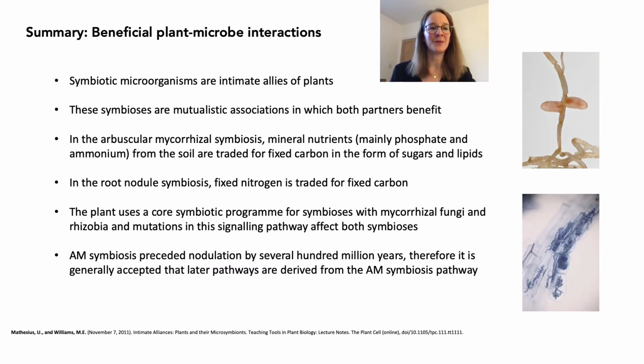So to conclude, I just want to briefly summarize what I talked about today about beneficial plant-microbe interactions. We know that symbiotic microorganisms are intimate allies of plants. And these symbioses are mutualistic associations, and that means that both partners benefit. In the case of the vascular mycorrhizal symbiosis, mineral nutrients, particularly phosphate and ammonium, from the soil are traded for fixed carbon in the form of sugars, and now we know also in the form of lipids. Whereas in the root nodule symbiosis, fixed nitrogen is traded for fixed carbon.